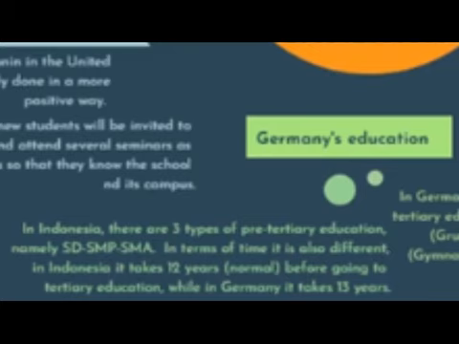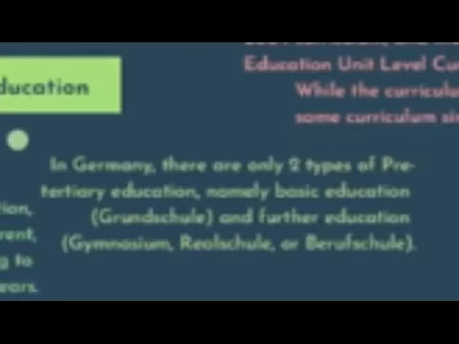Fourth, in Indonesia, there are 3 types of pre-tertiary education, namely SD, SMP, SMA. In terms of time, it is also different. In Indonesia, it takes 12 years normally before going to tertiary education, while in Germany, it takes 13 years. In Germany, there are only 2 types of pre-tertiary education, namely basic education, Grundschule, and further education, Gymnasium, Realschule, or Berufsschule.